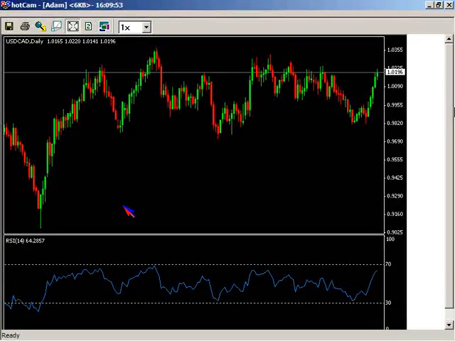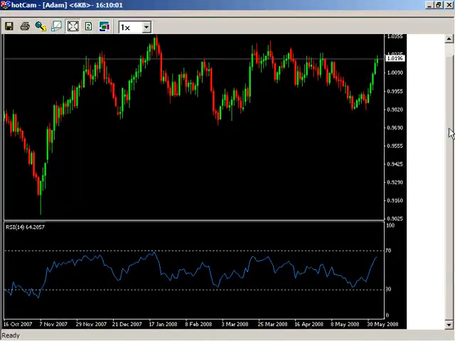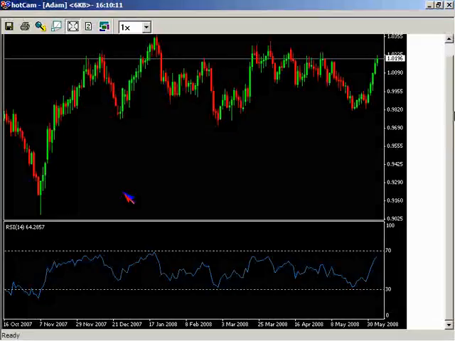This is the dollar CAD daily chart. Now, the previous chart was a 1 hour chart. We can apply the RSI to many different time frames. It really depends on your style of trading. Medium-term traders may use a 1 or 4 hour chart. Long-term traders, daily chart. I personally don't like to use anything less than a 1 hour chart just because I find it generates way too many trading signals.